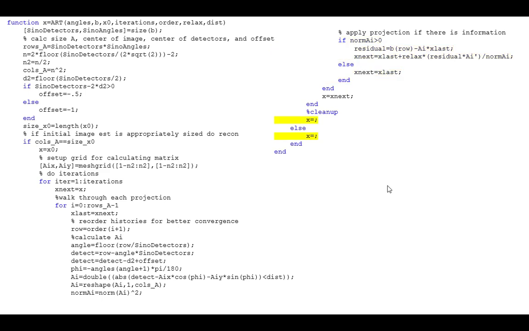Okay. What should I do for cleanup? This one is my X, after I've run through all the iterations. So this is after the end of the for loop, right? This is the X I'm going to pass back. How should I clean up my image? We have to reshape it back and then scale it. Okay, so that makes it nice.